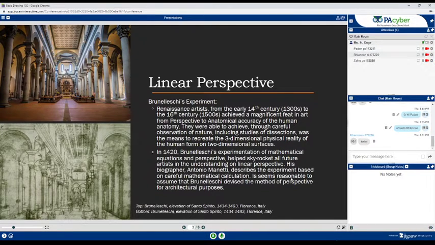Then we're going to dive right into a little bit of art history first to explain perspective, specifically linear perspective. We're going to start with Brunelleschi's experiment. Renaissance artists from the early 14th century, so the 1300s, to the 16th century, or 1500s, so we're looking at Michelangelo, Raphael, all of those normal Renaissance style artists, ended up achieving a magnificent feat in art, from perspective to anatomical accuracy of the human anatomy. So they not only learned about the human body and how to draw it anatomically correct, but also about perspective within a drawing, within a painting, and so on.